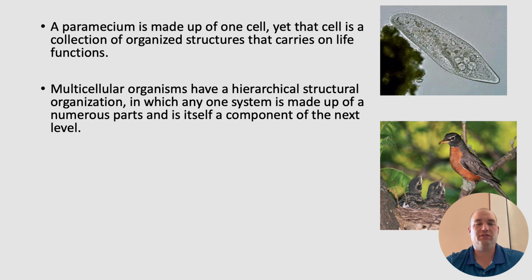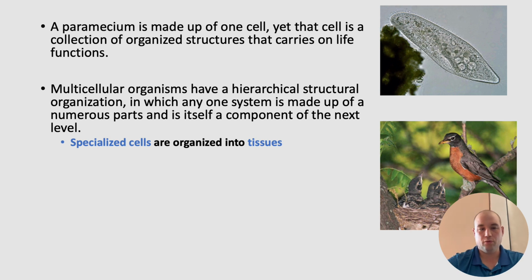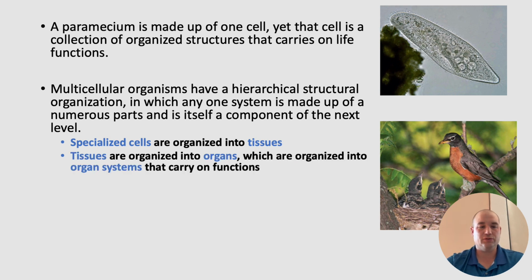Now, multicellular organisms have a hierarchical structure and organization in which any one system is made of numerous parts and is itself a component of the next level. So when we're looking at our multicellular organism, in this case a robin, it is made of specialized cells that are organized into tissues. Their lowest level of organization is cells, and as we work our way up to tissues, they become more and more complex. Tissues are then organized into organs, which are organized into an organ system that carries on functions.